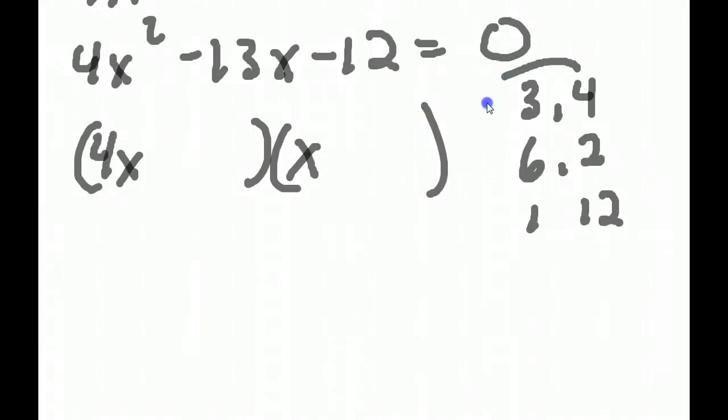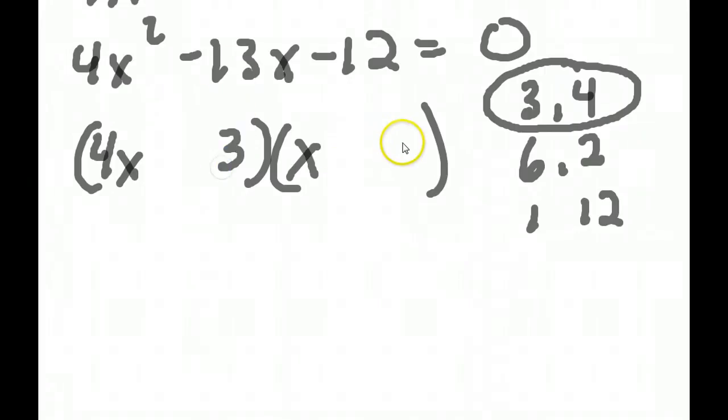So first let's look at 3 and 4. What if we were to put 3 and 4 in there? Let's say you put the 3 in the first binomial and your 4 in the second. We get 4x plus or minus 3, and then x plus or minus 4. And then you ask yourself, does that work? I don't think so. So let's go through it.